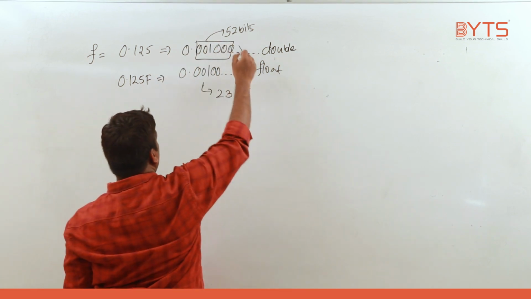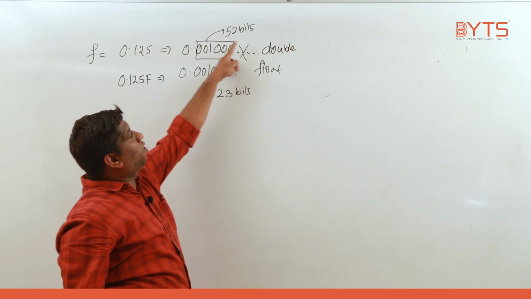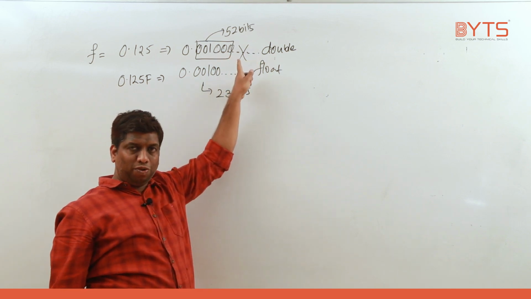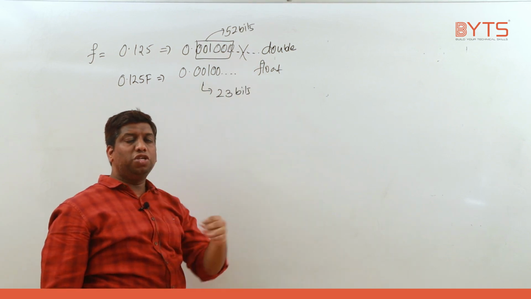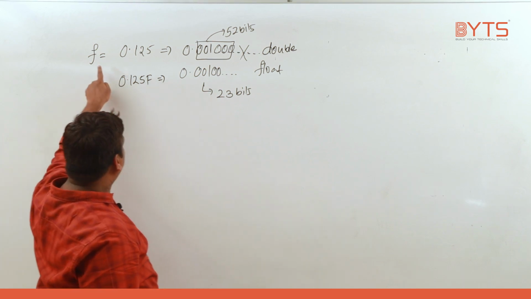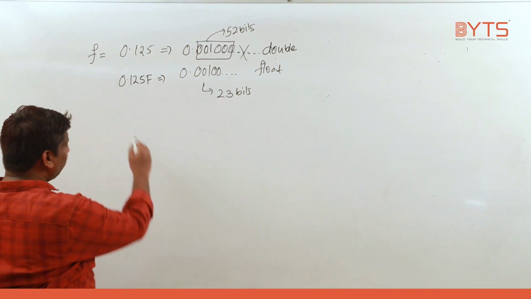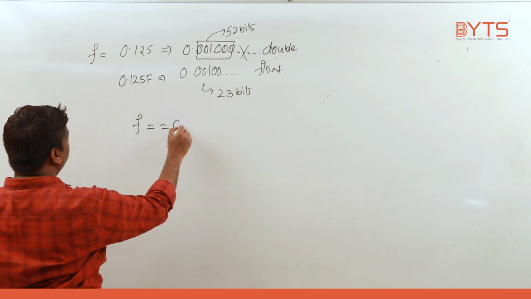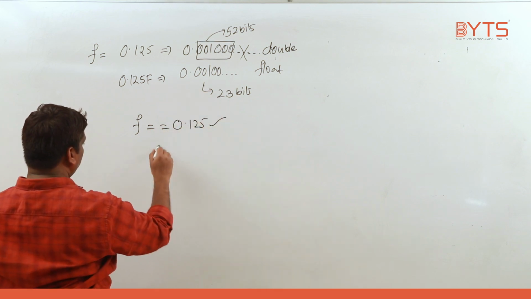The remaining bits are not copied. Have you seen which bits are not copied? There is only 0. When there is a 0, there is no precision loss. When there is no precision loss, the same value is stored internally in f. That is the reason when you write f equal to 0.125, you got the answer as what?